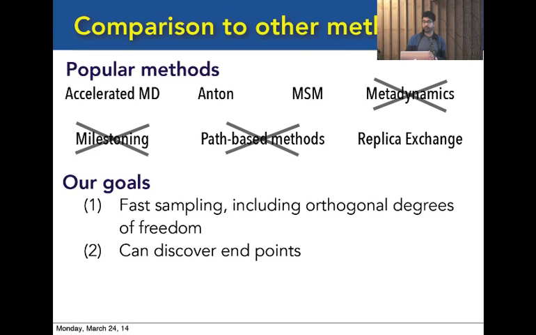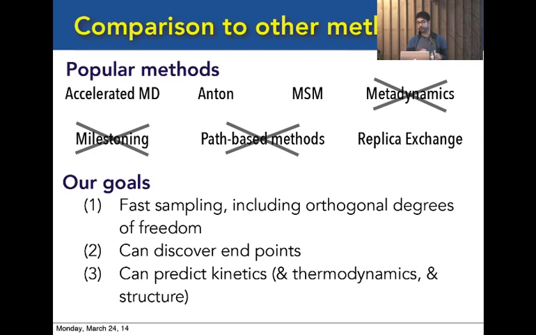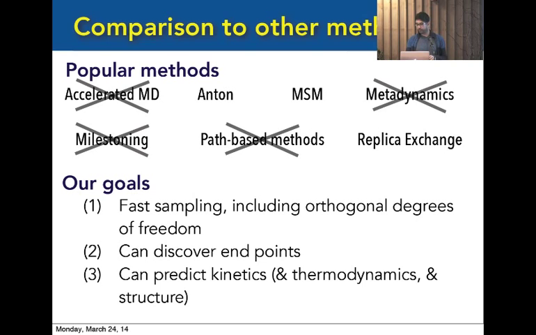Then finally, I want to be able to predict kinetics in addition to thermodynamics and structure. And so accelerated MD is a very appealing technology, but it's not going to get you kinetics. And so that's why I led off by talking about Anton and MSMs. I think in terms of these goals that I laid out, they're very natural approaches.